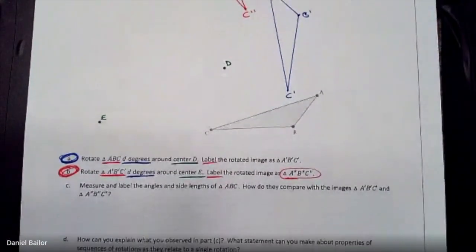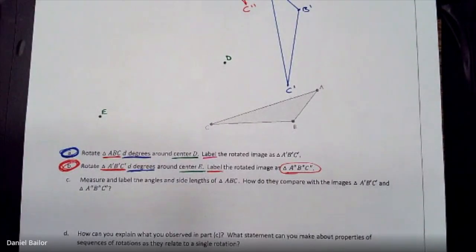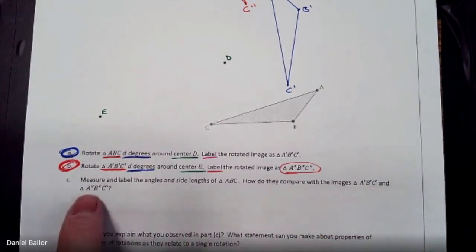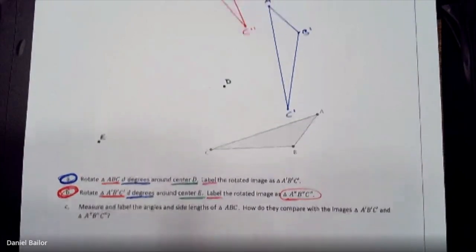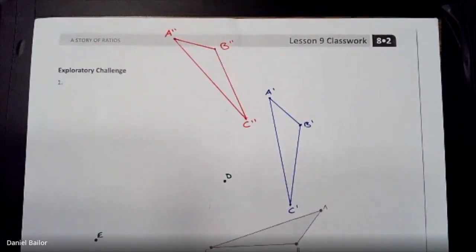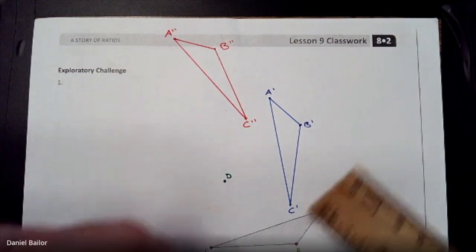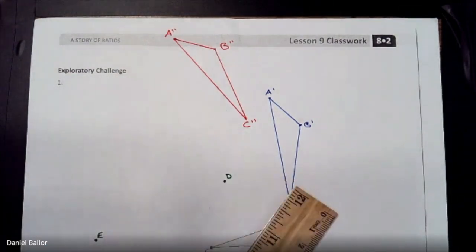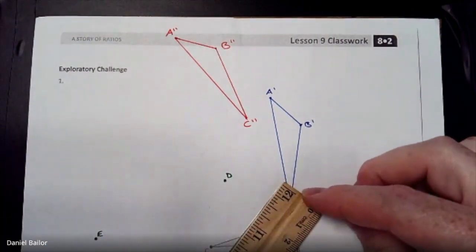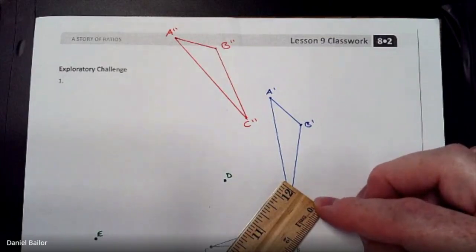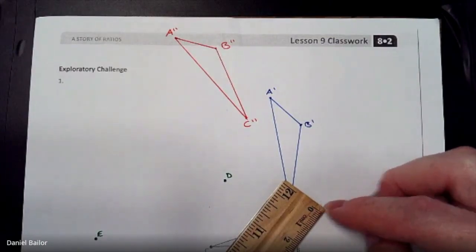Now, for part C, it's asking me to measure and label the angles and sides of triangle ABC, and then compare them with the images of A prime, B prime, C prime, and A prime prime, B prime prime, C prime prime. So it wants us to measure and label all the sides and angles. So I'm going to get my ruler, and I'm going to measure the sides, and I'm going to see, okay, well, AB looks like it's about 2.1 centimeters.